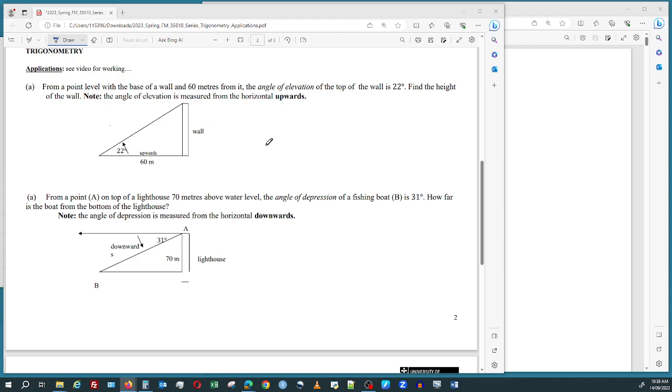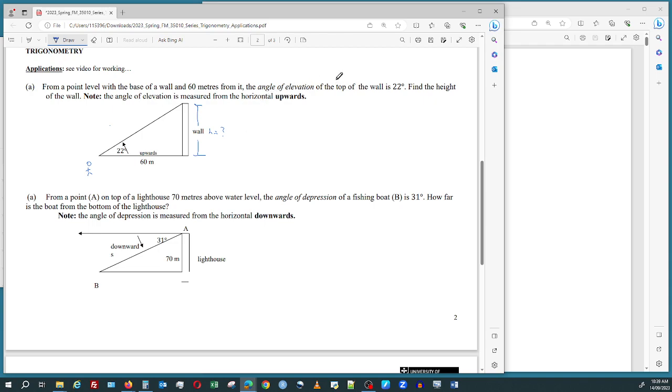So from a point of view at the base of a wall, 60 metres from the wall, so you're standing here. The angle of elevation of the top of the wall is 22, so there it is marked. Find the height of the wall. So we want this height. What is the height of this wall? Height equals what? So that's the question that's being asked.